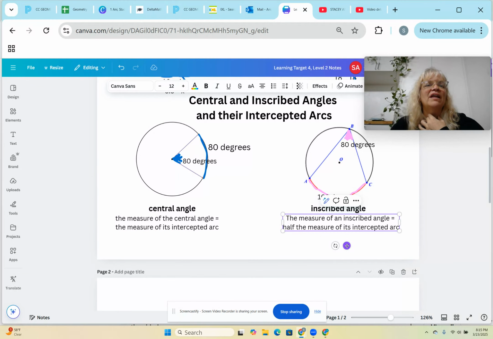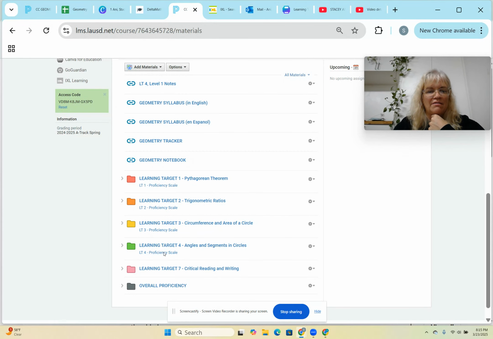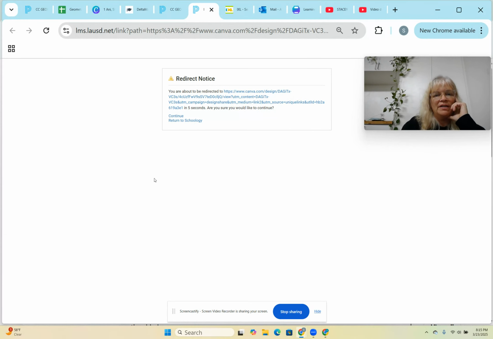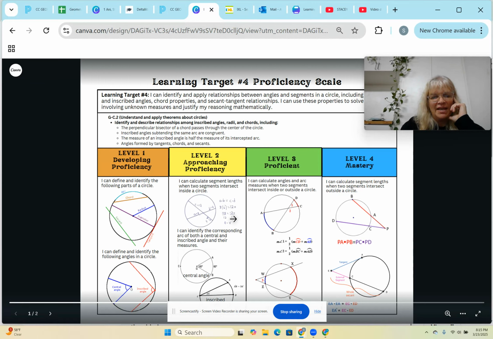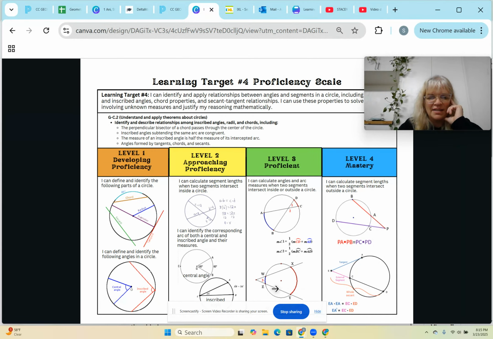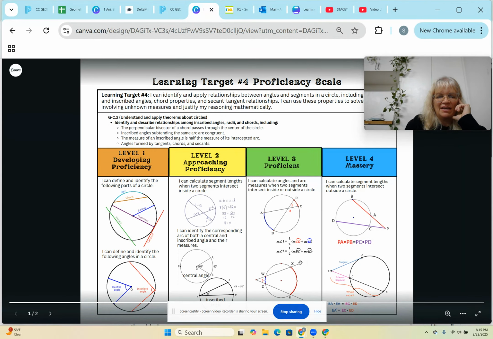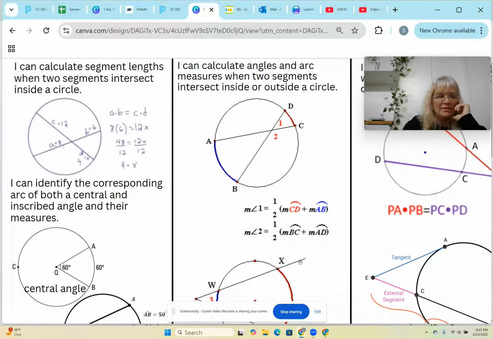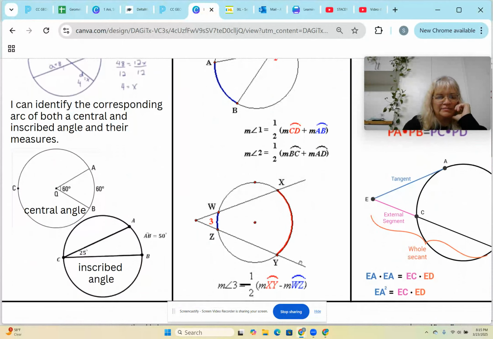Oh, I don't have the proficiency scale up anymore. I want to show you what this looks like on your proficiency scale. So we're here in level 2. And you see this in your proficiency scale. Let's see if I can make it bigger for you. Oh yeah, actually they just have numbers here. So you can see central angle 60, intercepted arc is 60. When the inscribed angle is 25, the intercepted arc is 50. So not too bad.